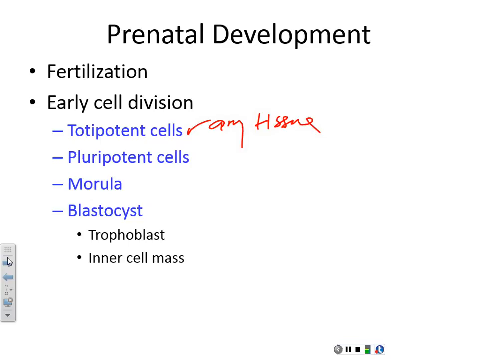Sometimes I'll ask you to describe these. I may give you a description and ask you to pick it out of a glossary, a list of words. And then pluripotent, we said it can become some tissues. Okay, because it's beginning to differentiate, so it can't become any tissue, it becomes some tissues, okay? So gotta know those 2. And then the morula is about day 3 to 4. It's a ball of cells, 16 cells, okay? The morula stage.